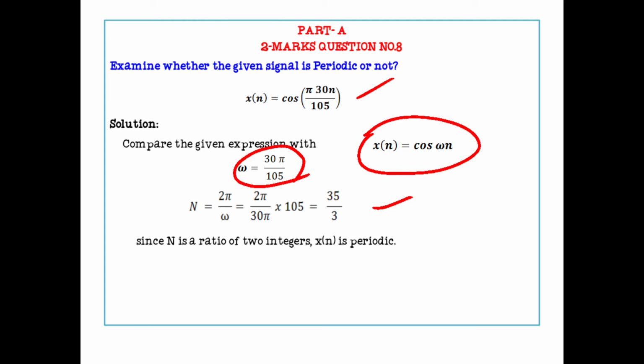Yes, it is a rational number, because what is a rational number? A rational number is a ratio of two numbers. So the fundamental period on calculation should be a rational number. So here the given signal is a periodic signal.